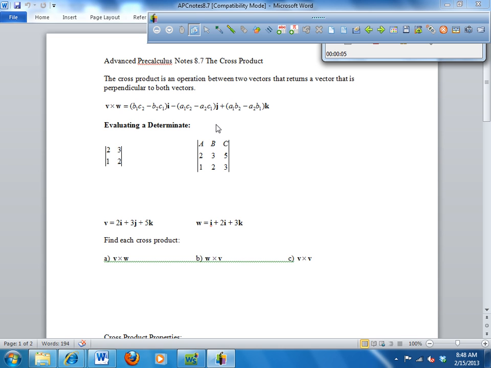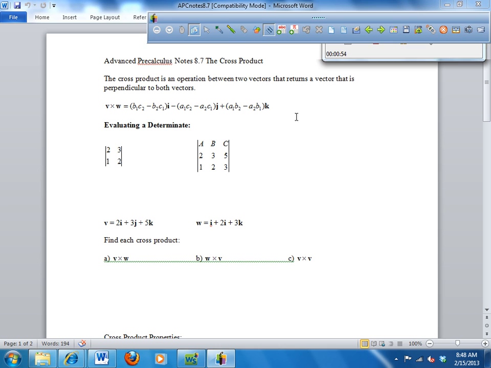Okay? This formula is very complicated to see, so it's much easier to figure out the cross product using a determinant. Not like a matrix, except a determinant you actually calculate something from, okay? And this determinant will tell you what numbers go in here, and you just have to know how to do it.